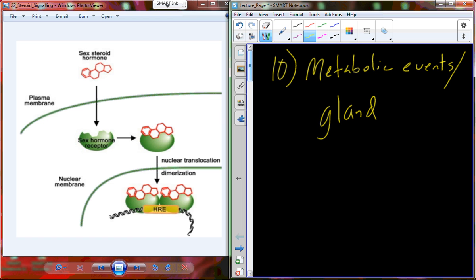We go through all of this stuff that we've just talked about. We have to synthesize it. We have to transport it. We have to release it. We have to get it to the target tissue to cause a metabolic event to happen. So from a specific gland to a metabolic event, what are the major end results? We're going to do this on a gland for gland basis, and we're going to start out with this interesting gland called the pineal gland.